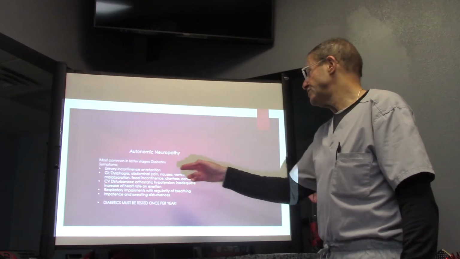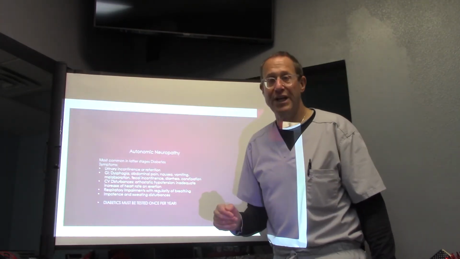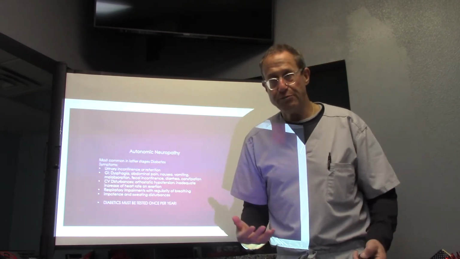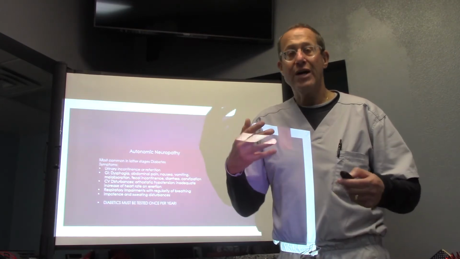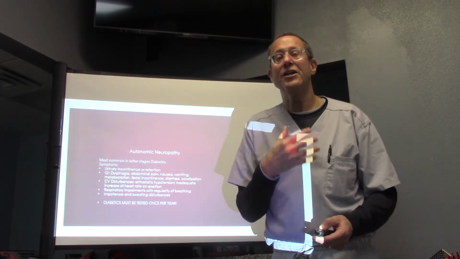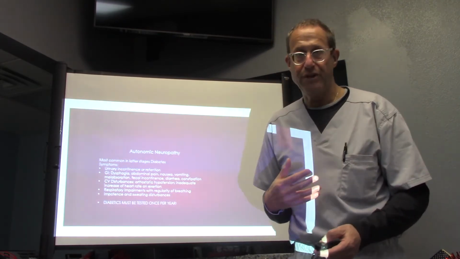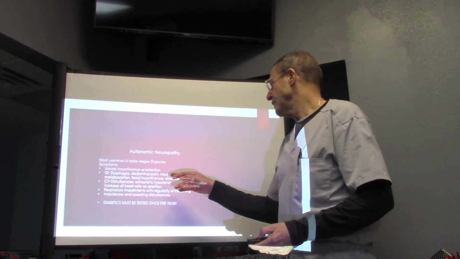Diarrhea, constipation. Cardiovascular disturbances. Orthostatic hypotension, those are people that change positions, especially from lying down to getting up or getting up from a chair. They feel dizzy, and it has to do with the fact that the body is not increasing its heart rate fast enough. Okay, this is a serious type of autonomic neuropathy.